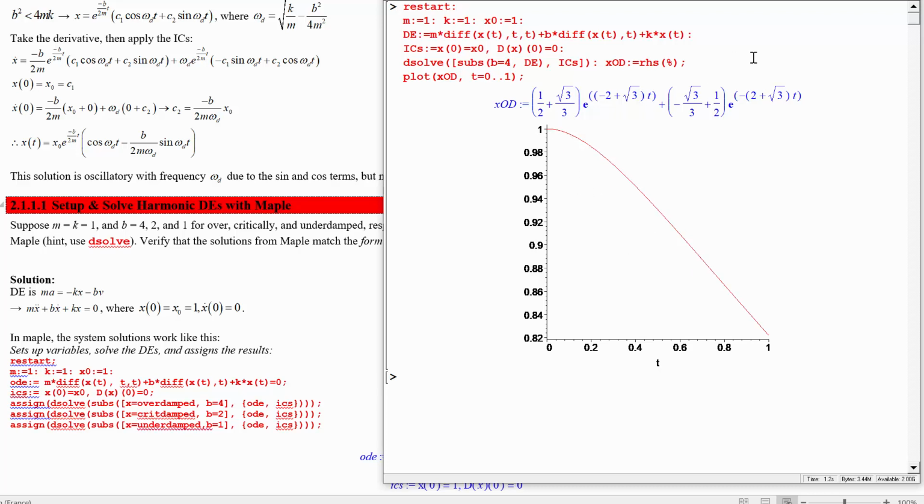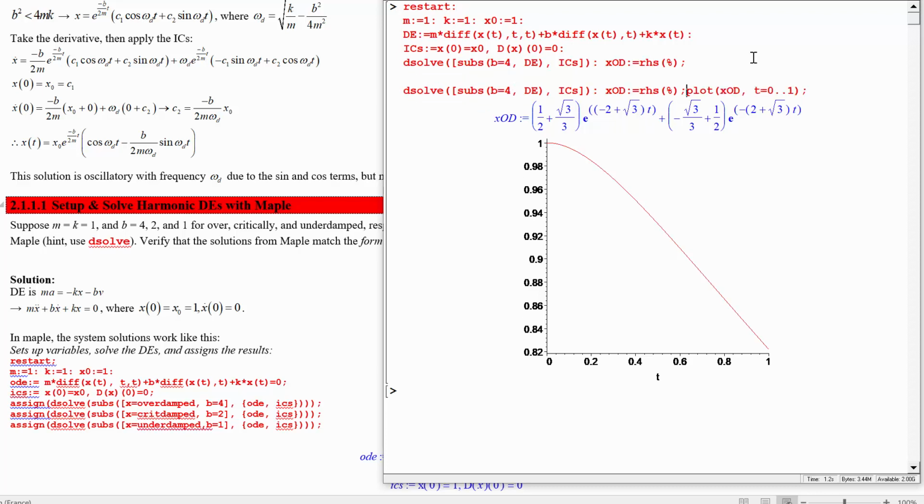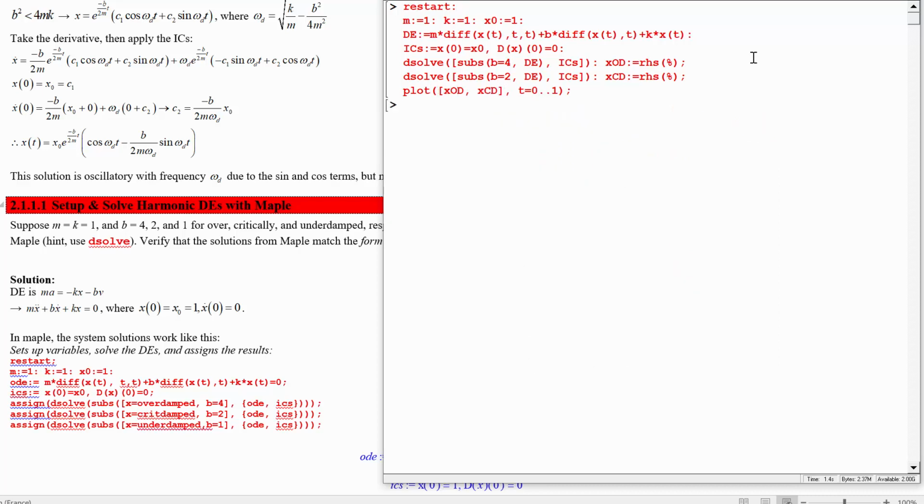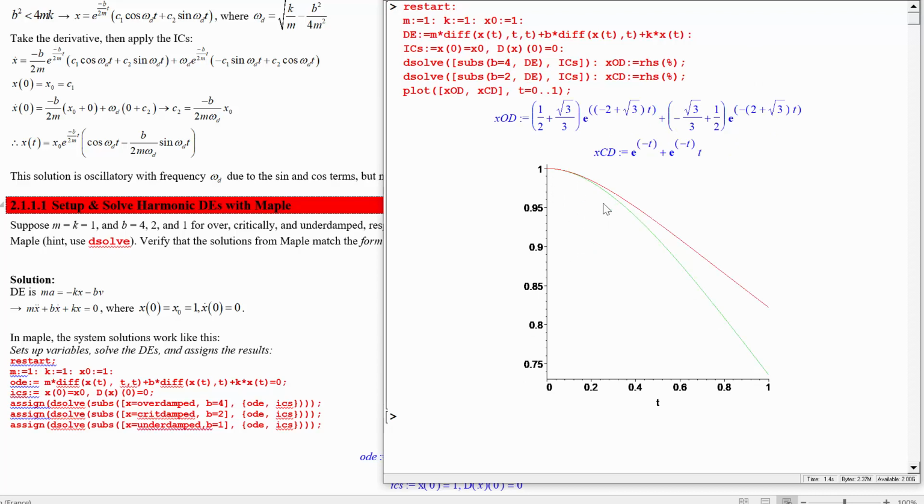Okay, what's next? Well, now we can try with different b values. So we're supposed to see something interesting when b is equal to 2. And let's call this CD for critically damped. All right. Oh, we have to plot it as well. So let's put that in a list. And what we see for critically damped is that it decays faster. So it looks like it goes down sooner.